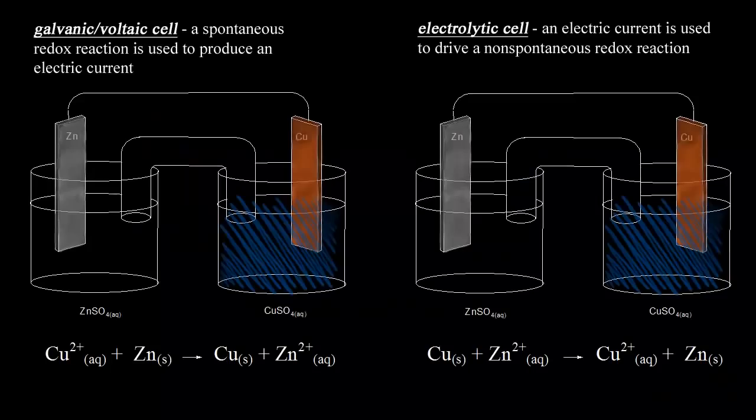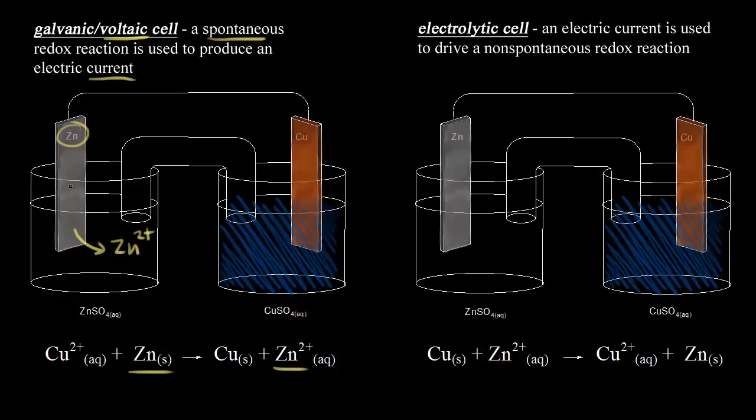Before we get into electrolysis, let's review the structure of a voltaic cell so we can compare it to an electrolytic cell. So a voltaic cell uses a spontaneous redox reaction to produce an electric current. If we start at our zinc electrode, solid zinc turns into zinc 2 plus ions.